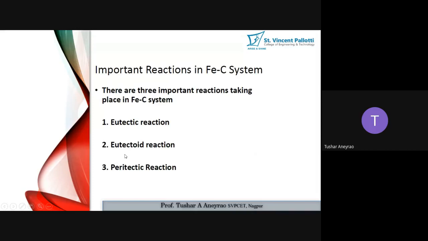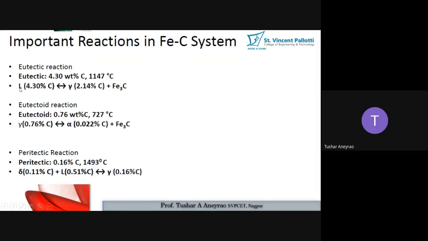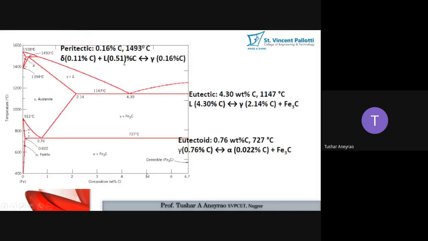Reactions: eutectic, eutectoid, peritectic. Eutectic: liquid getting converted into austenite plus Fe3C. Eutectoid: austenite getting converted into alpha plus Fe3C. And peritectic: delta plus liquid getting converted into austenite. So we have seen this eutectic reaction. This is the eutectoid reaction, so A1 is the eutectoid reaction. The eutectic reaction is not given any name, but it is happening at 1147 degrees centigrade. And this is the peritectic reaction here. Can you observe this? 1493 degrees centigrade.